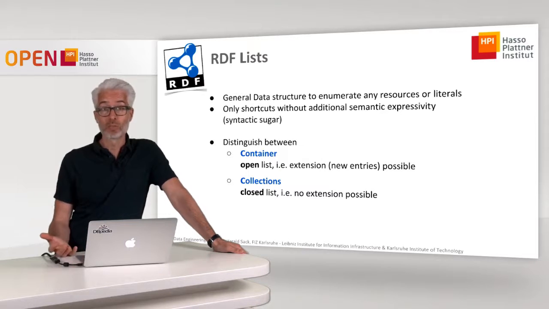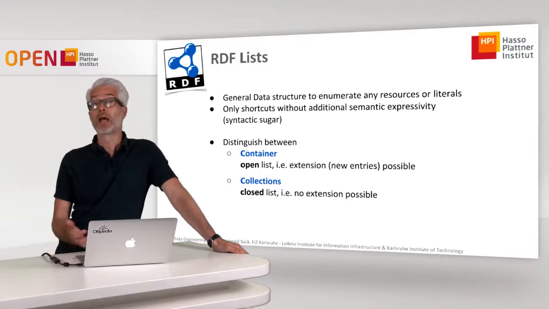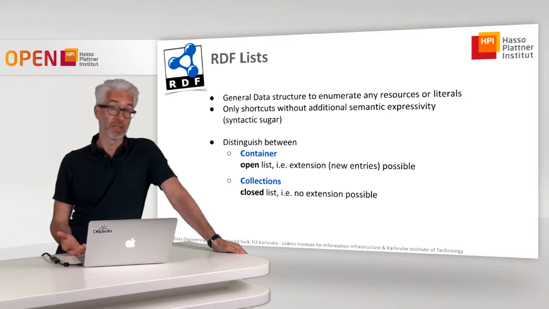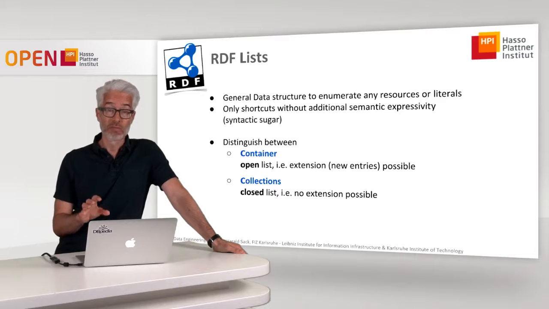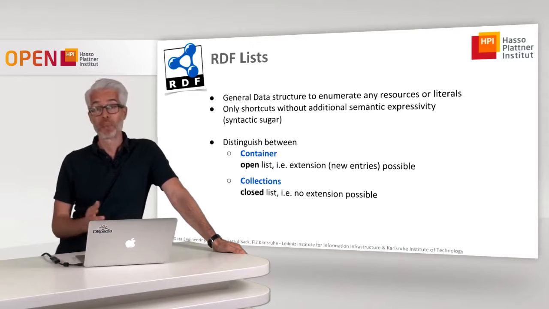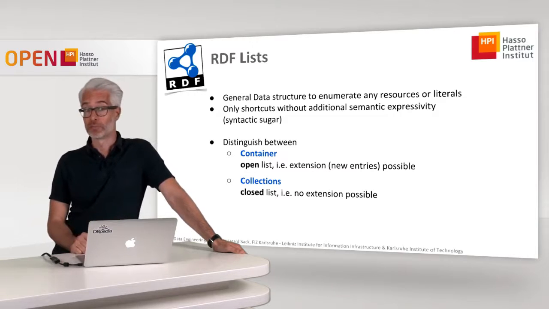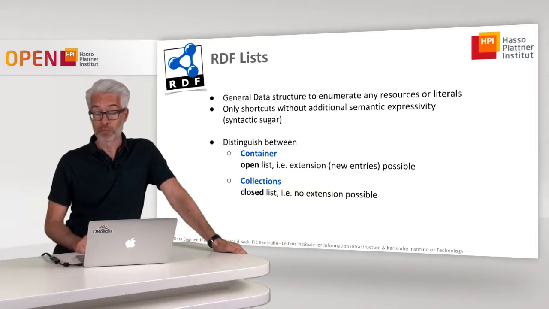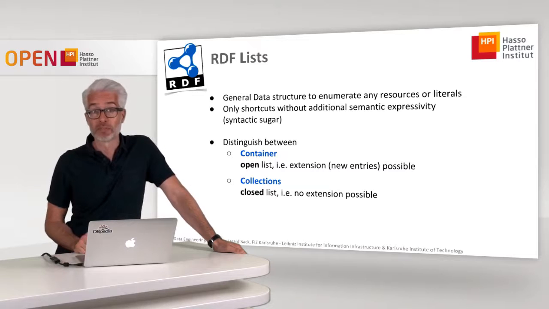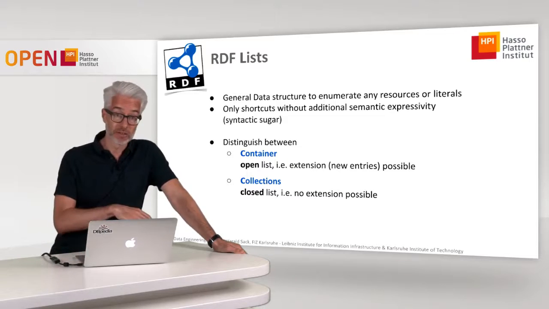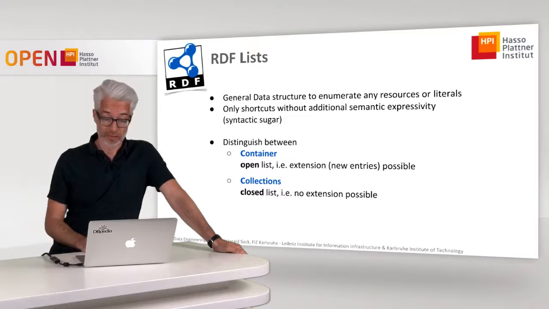What's the difference? In an open list, you can do any extension you want at any point in time, so you can extend these lists. In a collection, this is a closed list, which means there is no extension possible. This, of course, is some kind of a semantic difference. So, first containers, then collections. Let's have a look.